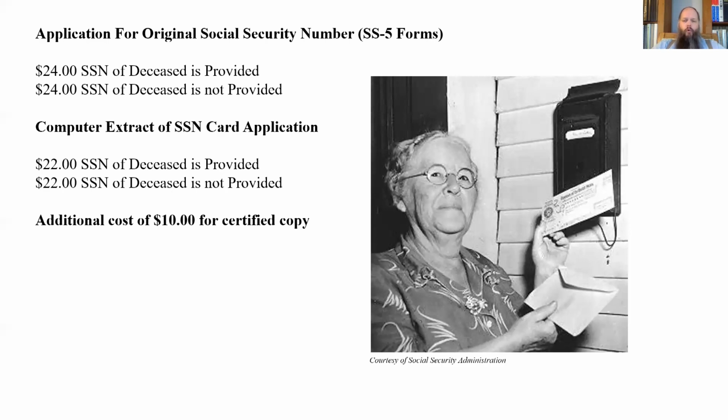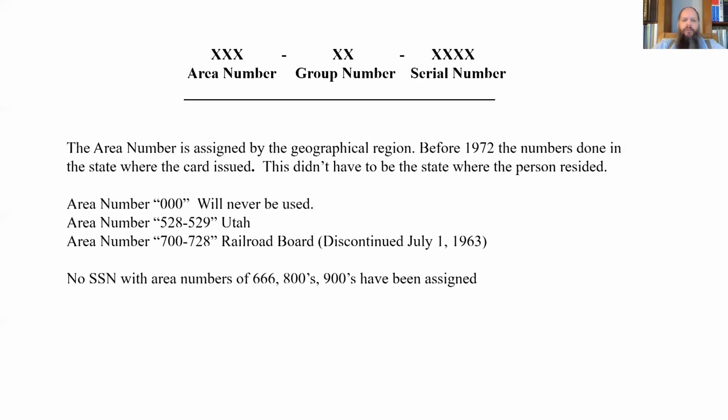Now, once you've ordered the number and you see the number printed on the card, either the extract or the full document, I thought it would be a good idea if we break down and decode the actual numbers themselves, just to gain a better understanding of how the numbering sequence worked. Your Social Security number is broken up into three parts. The first three numbers are called the area number. The second two are called the group number, and the four numbers on the end are called the serial numbers.